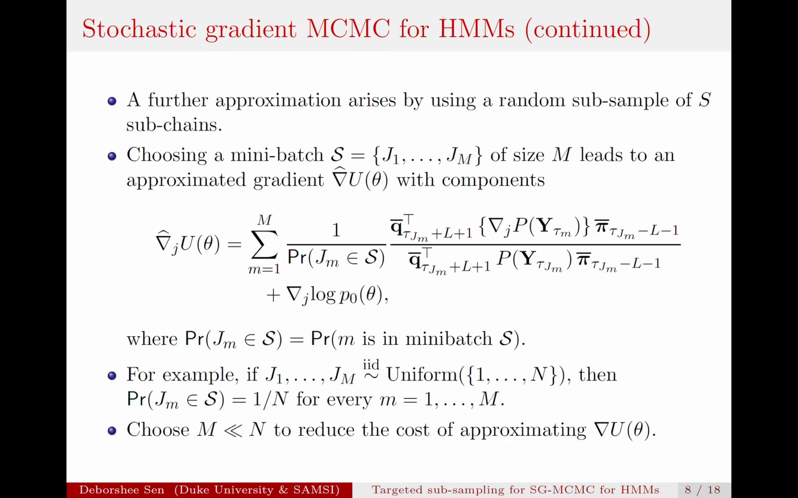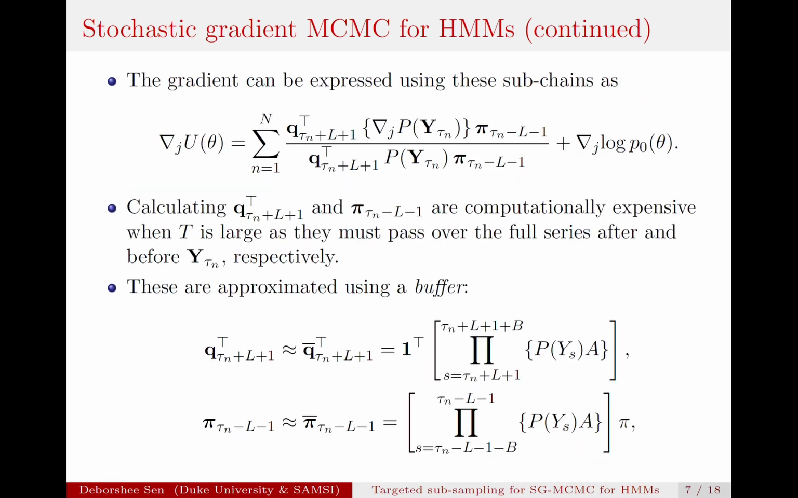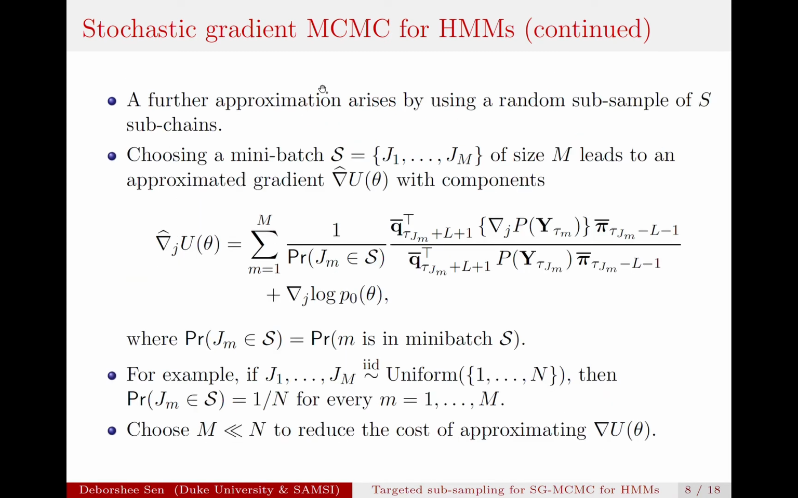Okay, so I talked about stochastic gradient MCMC. It usually constructs an unbiased estimator of the gradient. So far we don't have an unbiased estimator, but here we have a sum of n terms. We replace q and pi by q bar and pi bar, and we do another approximation. These n terms can also be very large, because t is large and t divided by 2L plus 1 can also be very large. So we don't want to take all of them, so we just take a random mini batch of size m, which is much less than n.